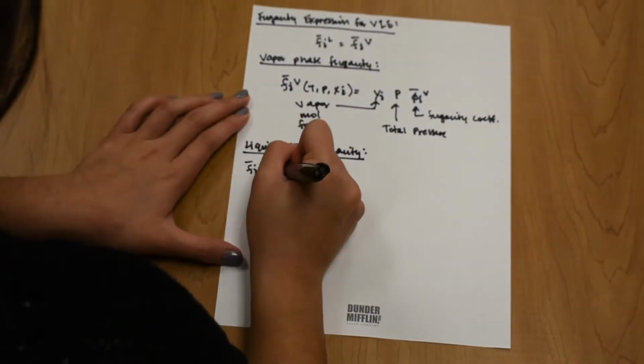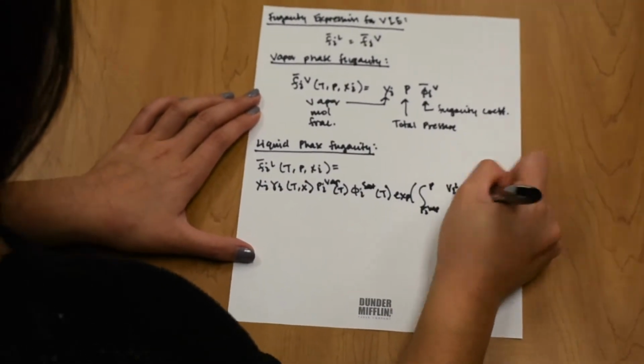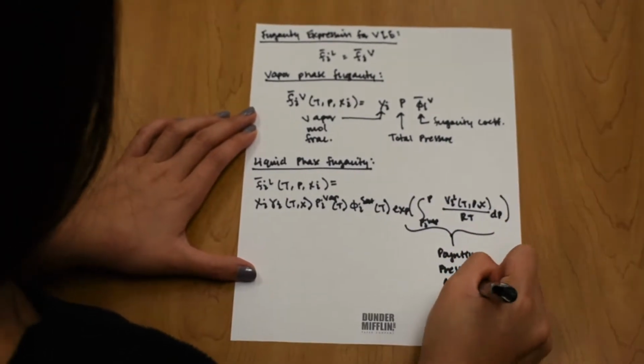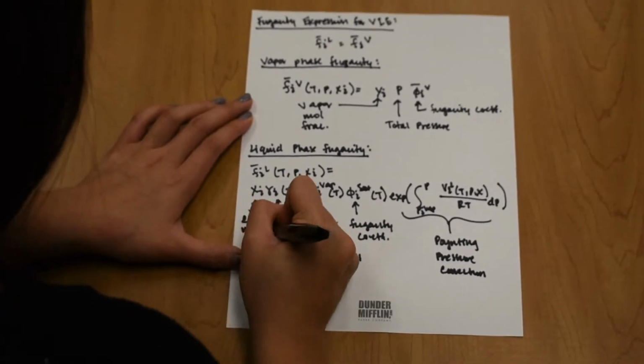Here is the expression for the liquid phase mixture fugacity. It is the product of the liquid mole fraction of component i, gamma the activity coefficient, the fugacity coefficient, the vapor pressure of component i, and the Poynting correction factor.